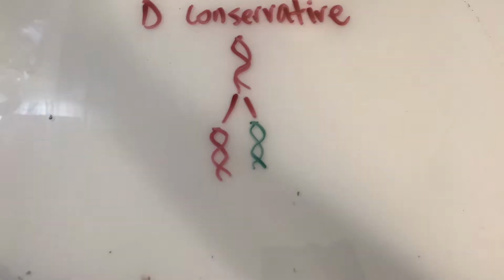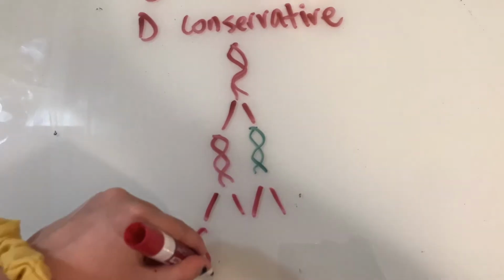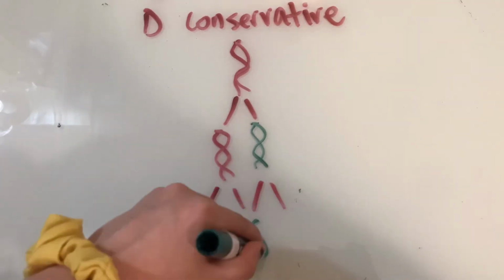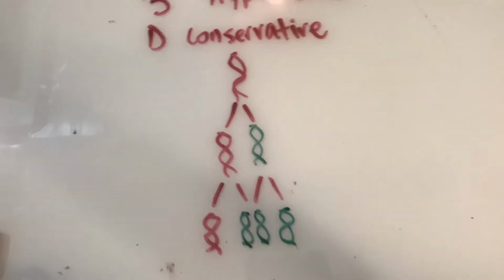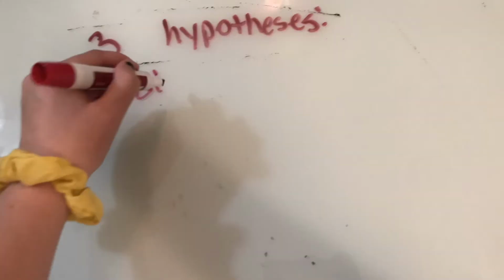Conservative replication is when a whole new duplicate DNA is made. The result is one old DNA and one new DNA. When it replicates again, there is just one old DNA left and three new DNA pieces.